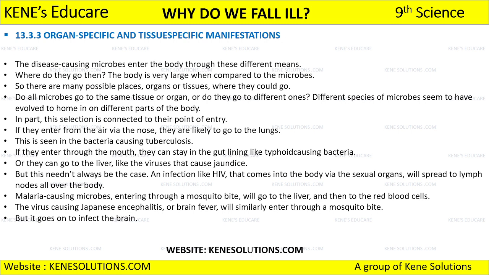Then the virus causing Japanese encephalitis or brain fever will similarly enter through a mosquito bite, but it goes on to infect the brain. Okay, so this is how the microbes are getting into our body through different ways, and mostly they are going to be organ specific or they can be tissue specific. Okay, so you know the pathway, how exactly the microbes are entering our body, because that is what plays a very important role, right?